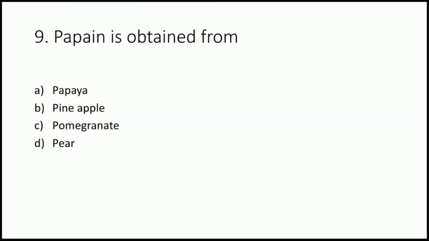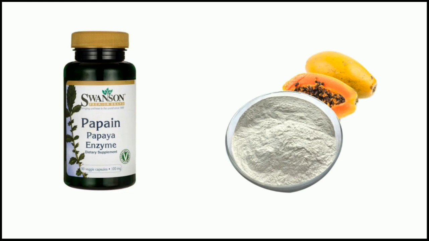Next question. Papain is obtained from. So papain is a proteolytic enzyme, and it is being obtained from. So the answer is option A, that is papaya. So papain is a proteolytic enzyme which is being obtained from papaya, and here you can see these are being available in the market also. Various companies are producing these.